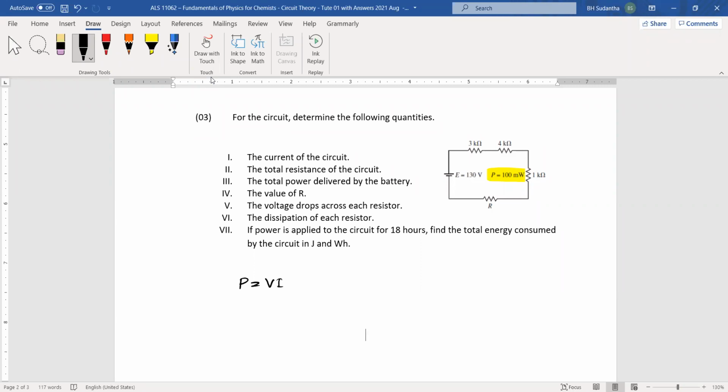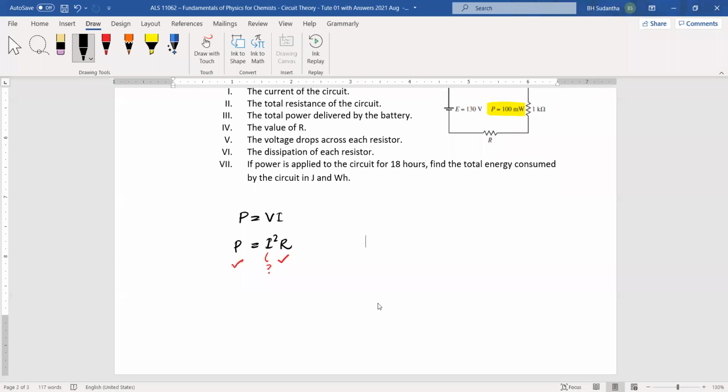And we don't know V also. But the thing is, we know this resistance, we know this power, then we can replace this V. Then we have the equation P equals I squared R. In this case, we know P, we know R, then we can find I. It's 100 milliwatt, 0.1 watt. I squared R, where R is 1K.